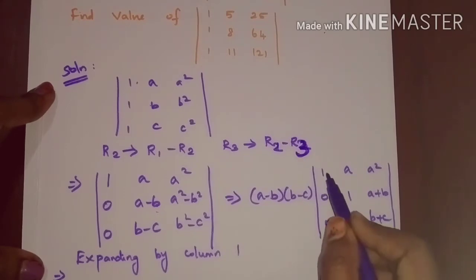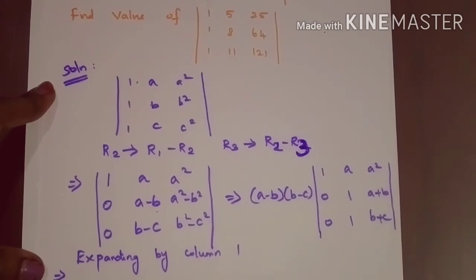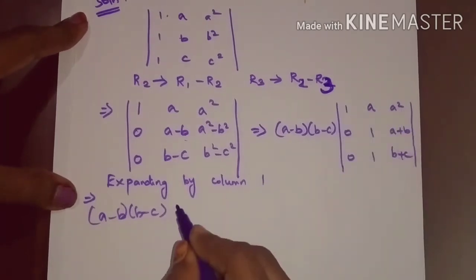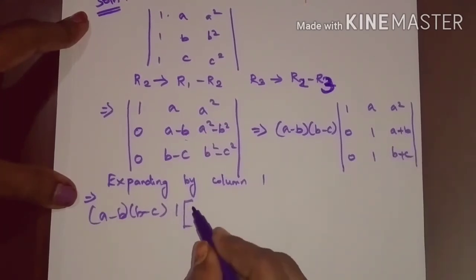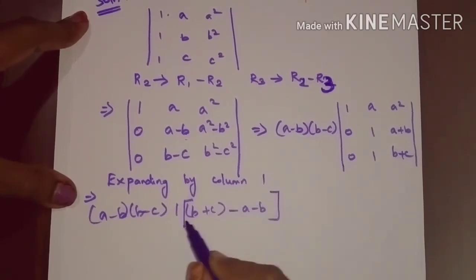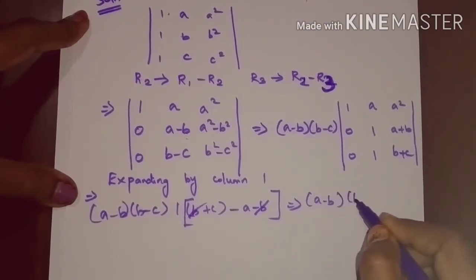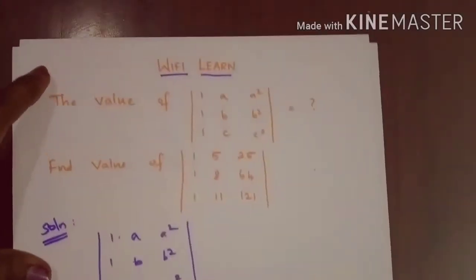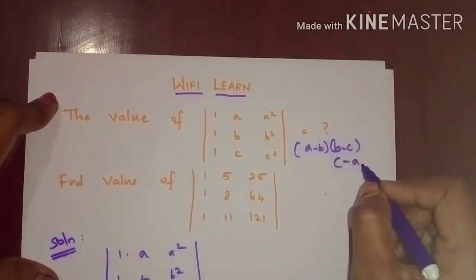Now we can expand this determinant by column 1. If we expand by column 1, we eliminate this column and this row and multiply the remaining elements. We get a minus b, b minus c, and expanding by the first element we get 1 into (b plus c minus a minus b). B plus c minus of a plus b gives minus a minus b. Plus b and minus b cancel, and we get a minus b, b minus c and c minus a. We got the factors of this determinant as a minus b, b minus c, c minus a.